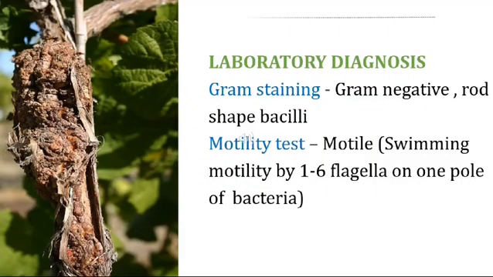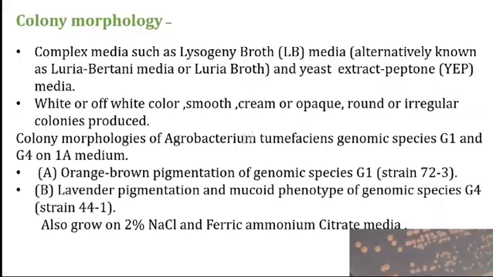Gram staining shows gram-negative, rod-shaped bacilli. The motility test by hanging drop method shows motile, a swimming motility by 1 to 6 flagella on one pole of the bacteria. Colony morphology of Agrobacterium tumefaciens while culturing: complex media such as lysogeny broth (LB media), alternatively known as Luria-Bertani media or Luria broth, and yeast extract peptone media are used.